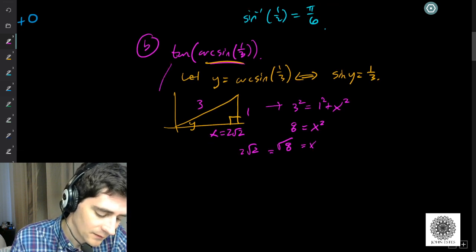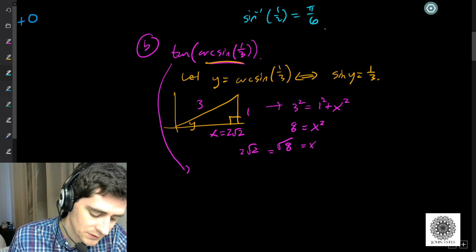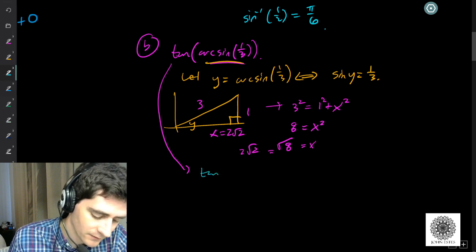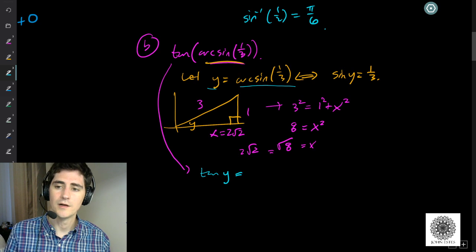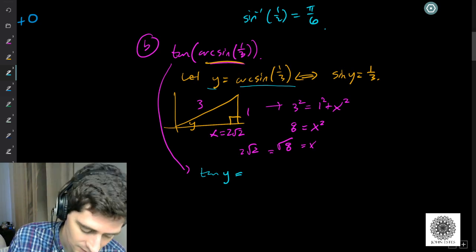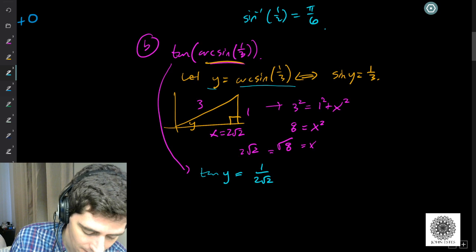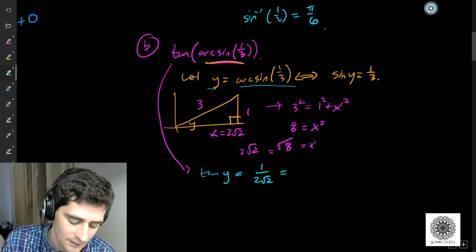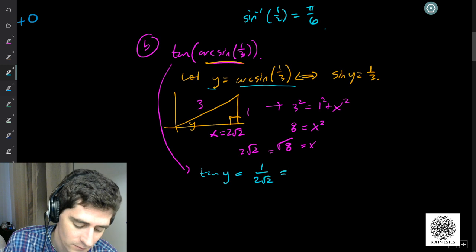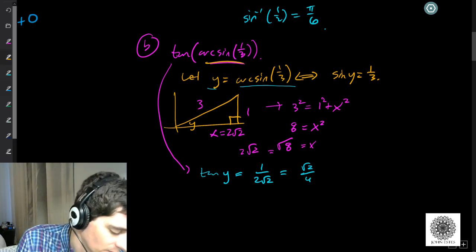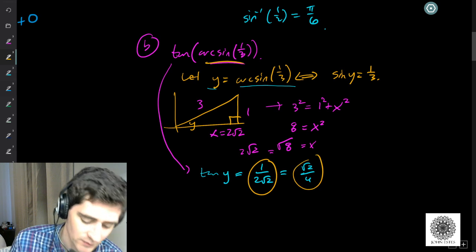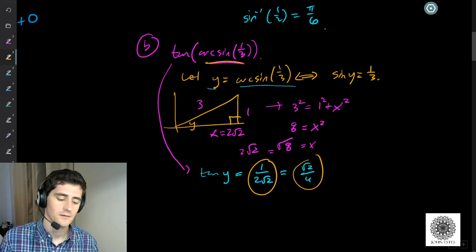So from that, notice what are we trying to find? We're trying to find tangent of arc sine 1/3, which is y. We're trying to find tangent y. So tangent of this same triangle is opposite over adjacent. So that's going to be 1 over 2 root 2. Or if you rationalize that, multiply by root 2 over root 2, you get root 2 over 4. Depending on what book you have, this is acceptable. Some books would prefer that. They're the same value though.